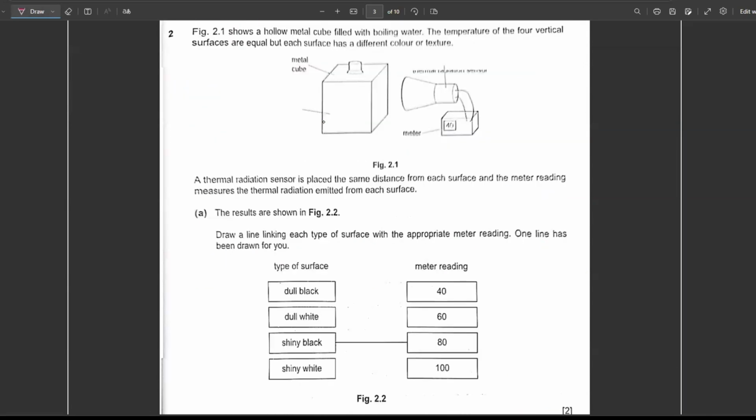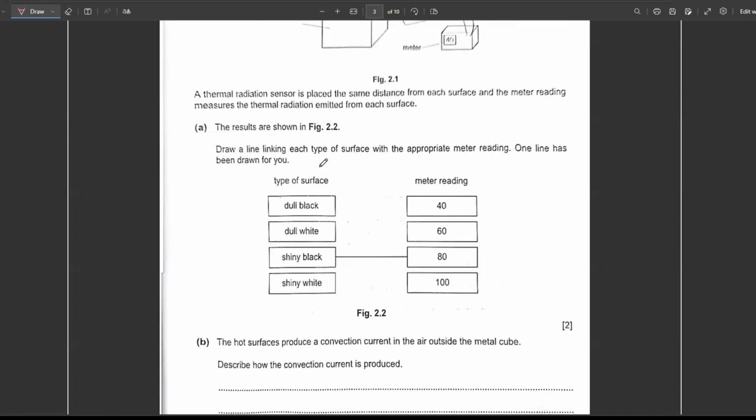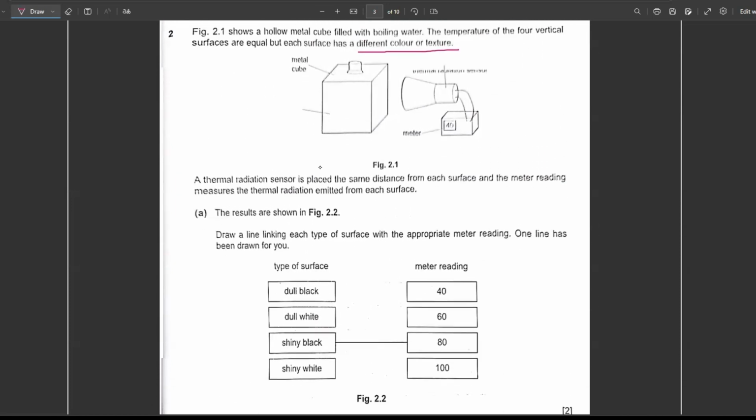Okay, let's see this question. Figure 2.1 shows a hollow metal cube filled with boiling water. The temperature at the four vertical surfaces are equal, but each surface has a different color or texture. So this is the metal cube with different textures and color. A thermal radiation sensor is placed the same distance from each surface, and the meter reading measures the thermal radiation emitted from each surface. So a radiation detector is placed here that detects the radiation emitted from each surface.